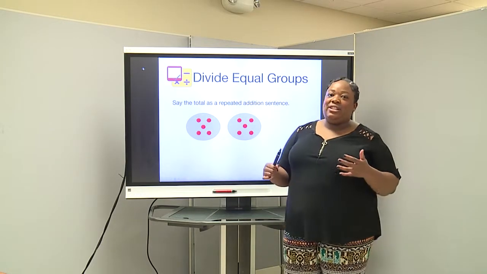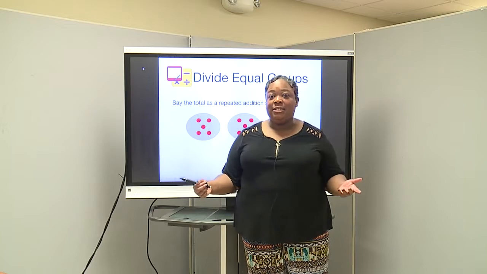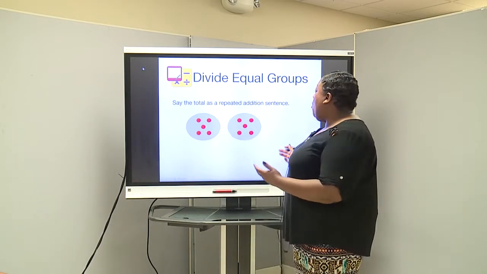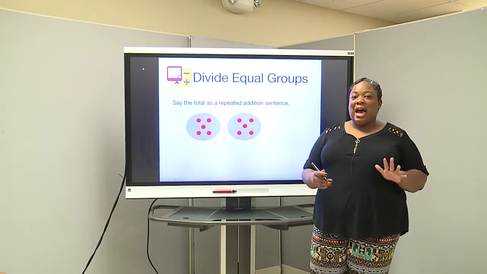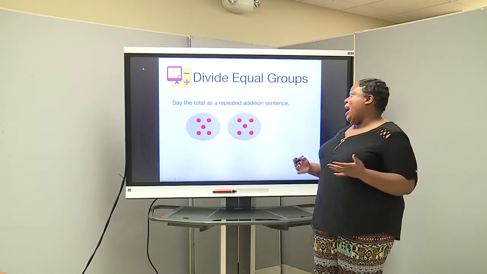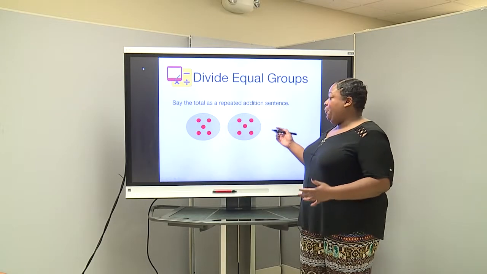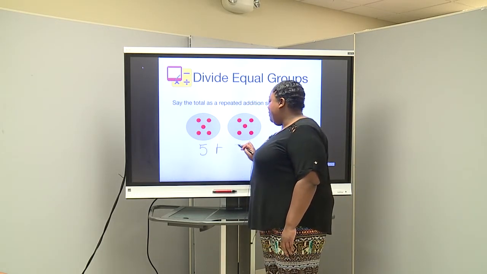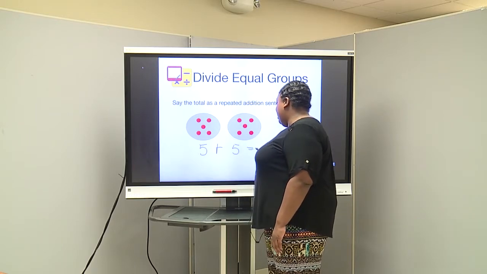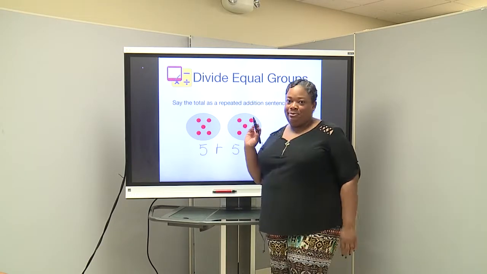Now, let's say the total as a repeated addition sentence. So when we do a repeated addition sentence, what we do is we use the size of the group to make an addition sentence. So let's go. We have 5 plus 5 equals 10.